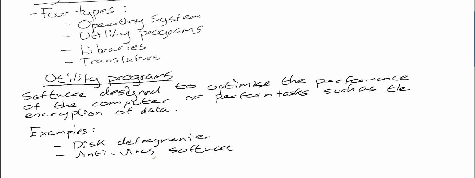Okay, so just to recap then, utility programs are pieces of software that are designed to optimize the performance of the computer or perform tasks such as the encryption of data, for example. Some examples of utility programs: a disk defragmenter, an antivirus program. See if you can come up with some more. And utility programs are often pre-installed within an operating system, but they may also be obtained from third parties over the internet or via some other medium.